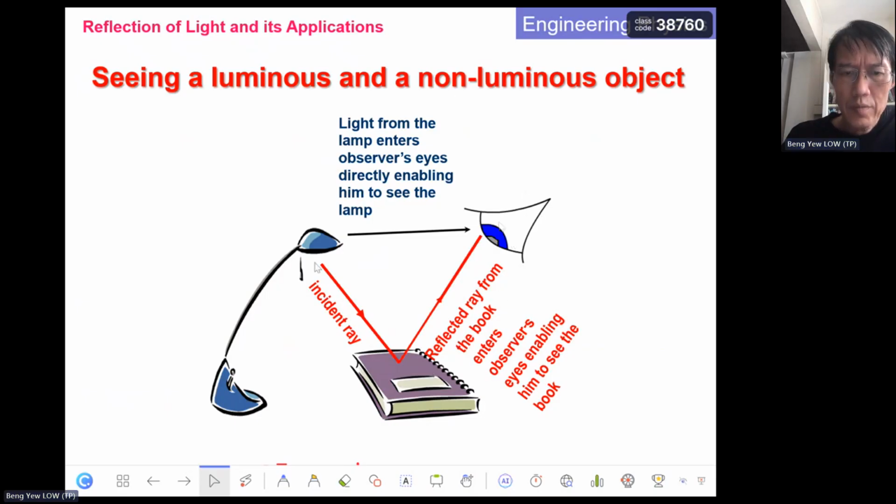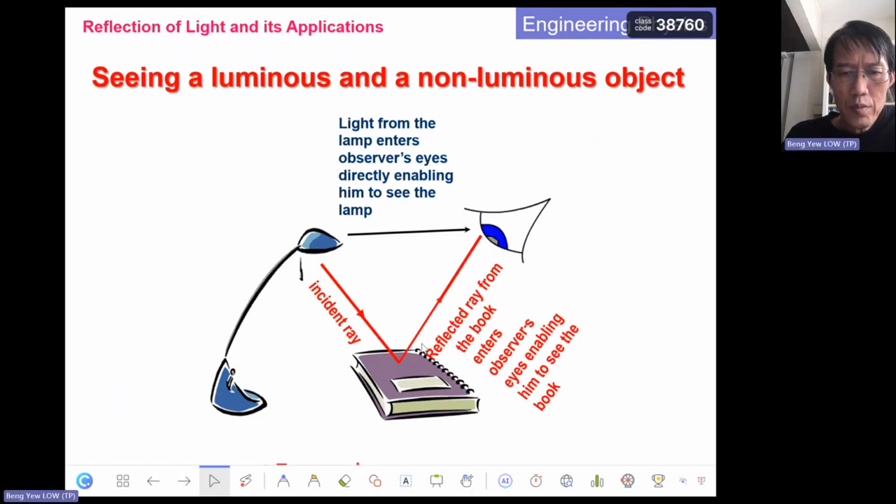enters our eyes. For instance, the light from the table lamp is reflected by the book and enters our eyes, enabling us to see the book. In the case of a luminous object such as the table lamp itself, light from the lamp enters our eyes directly, enabling us to see the lamp.